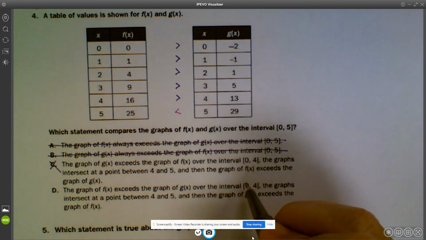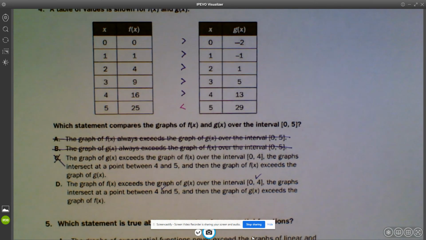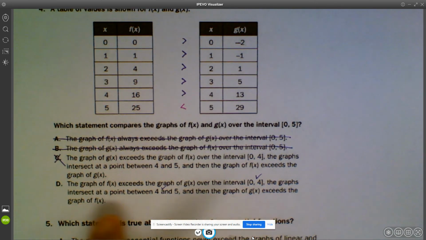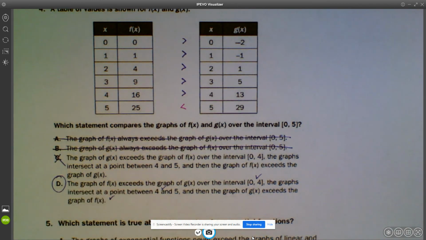So this is true. The graphs meet at some point between 4 and 5. That's true. And then g of x will exceed afterwards. That's true. So the correct choice is D.